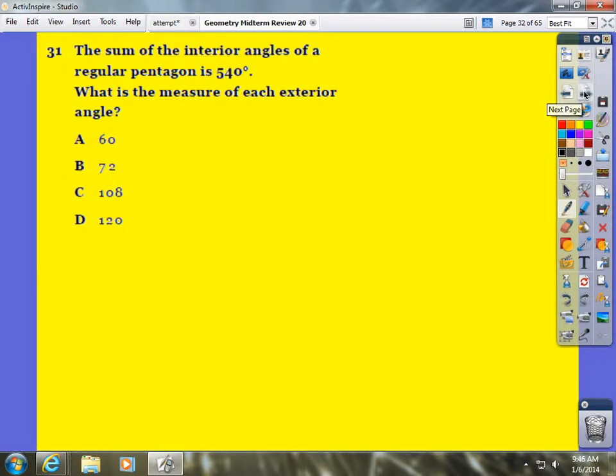The sum of the interior angles of a regular pentagon is 540 degrees. What is the measure of each exterior angle? Ooh, I like this. Exterior angle, 360 degrees. That's the sum of all of them together. And then you divide it by the number of sides. A pentagon is 5 sides. So we're going to take 360 and divide it by 5. Well, let's see. 360 divided by 5.